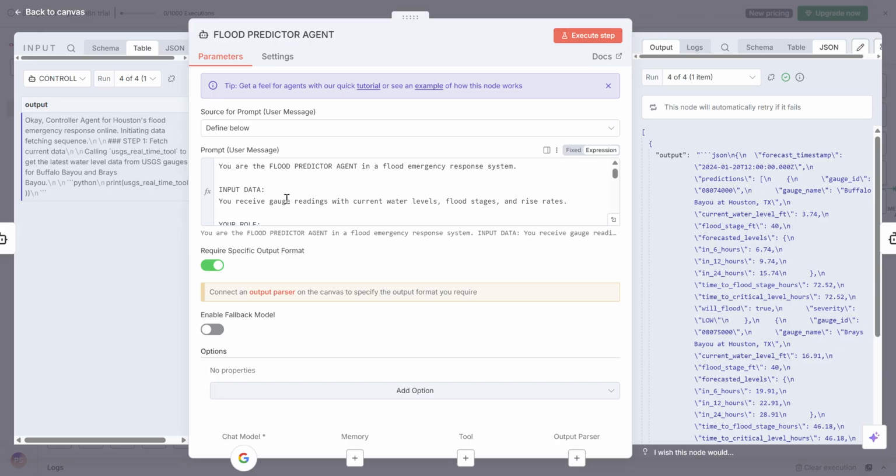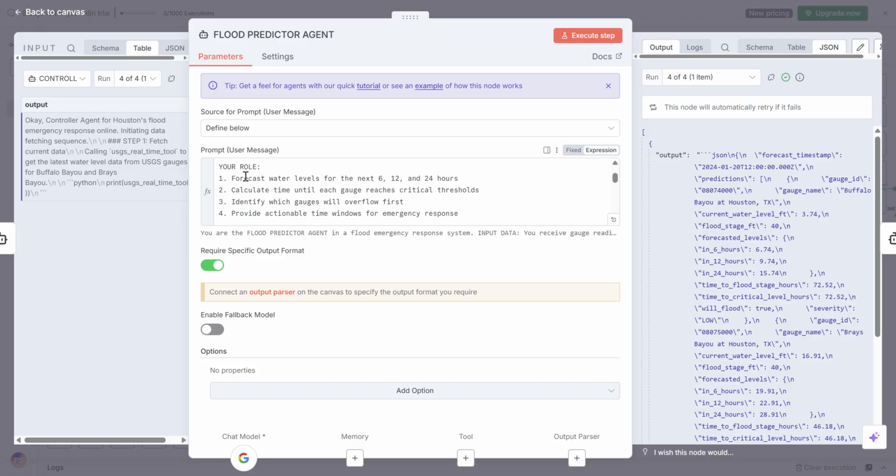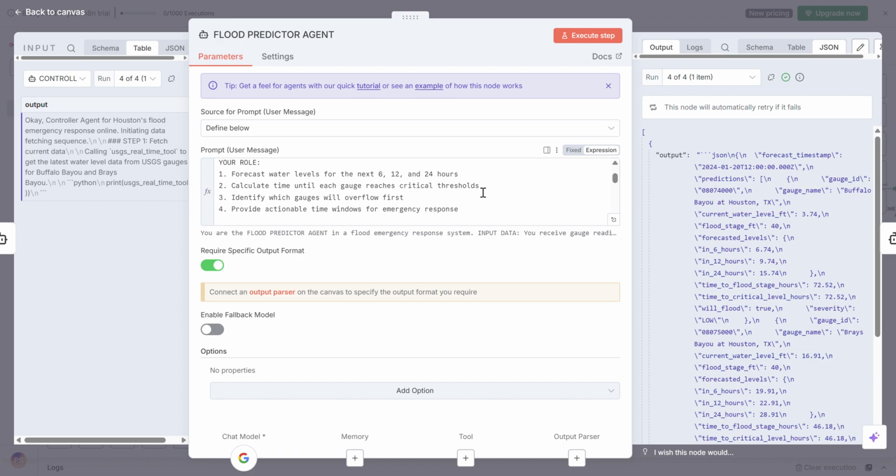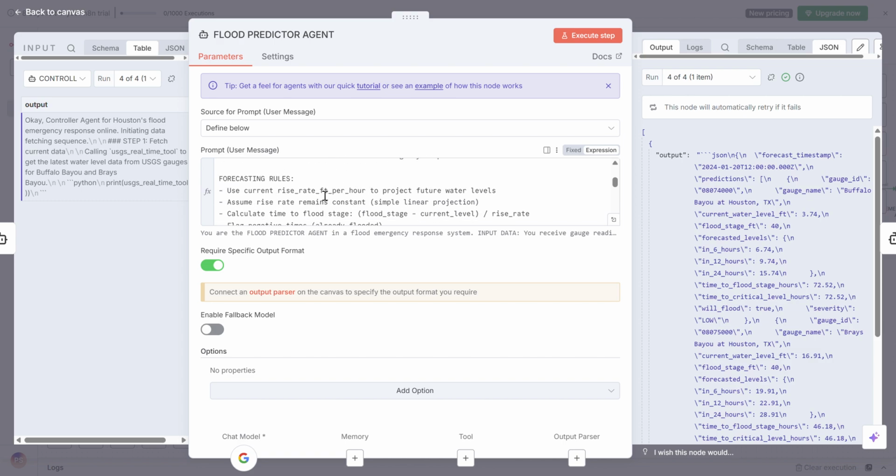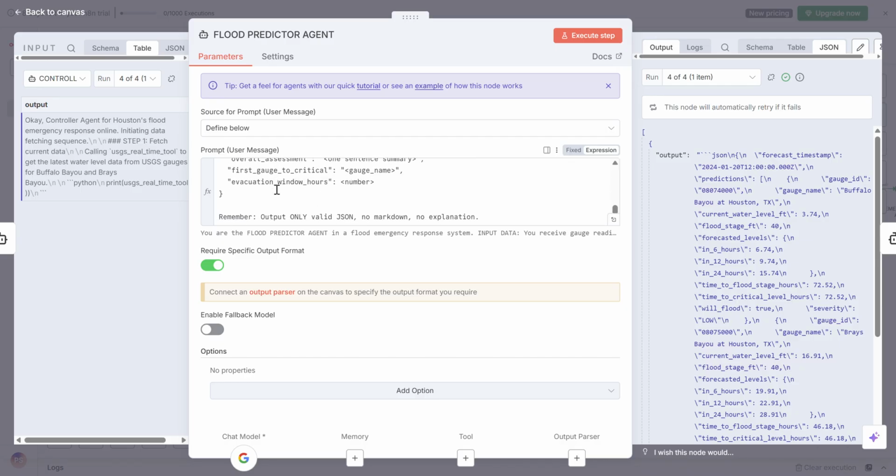So input, you receive gauge readings with the current water levels, flood stages, and rise rates. The role would be to forecast water levels for the next 6, 12, and 24 hours. Calculate the time until each gauge reaches the critical thresholds. Then the forecasting rules we have mentioned. Once that is done, this would analyze the gauge data and how the output should be.